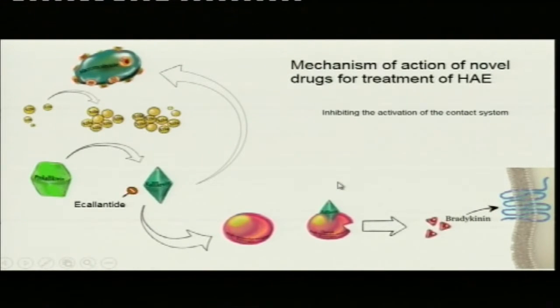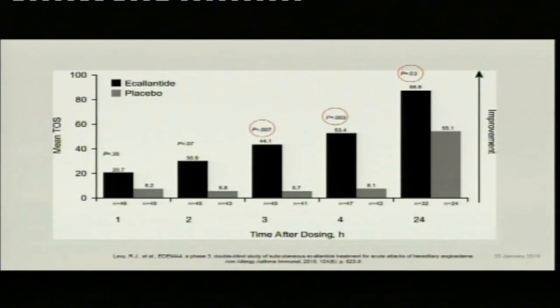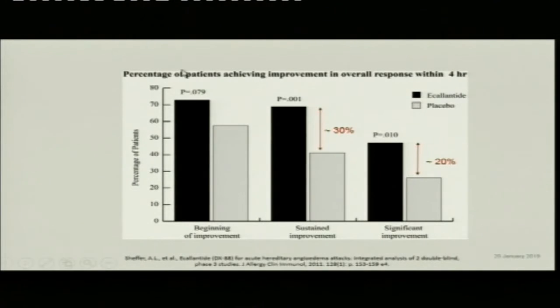The second one, ecallantide, which is Kalbitor. There were 2 studies done, EDEMA3 and EDEMA4. Both were double-blinded placebo-controlled trials. They used subcutaneous treatment, and again it showed a big effect after blocking the kallikrein. After 4 hours, there is a higher reduction, or a quick resolution, of their symptoms. When they compared the sustained improvement, it was up to 30% compared to placebo, and significant improvement was up to 20%.